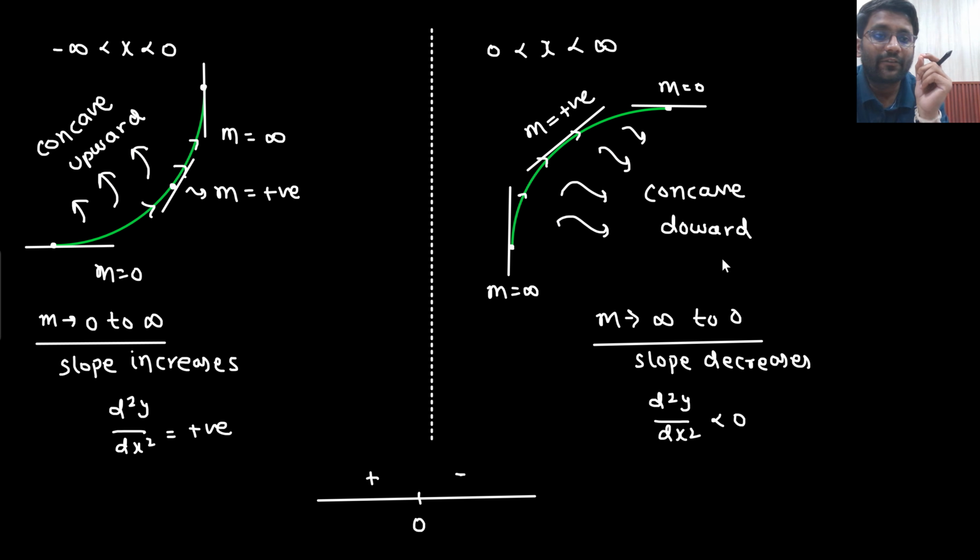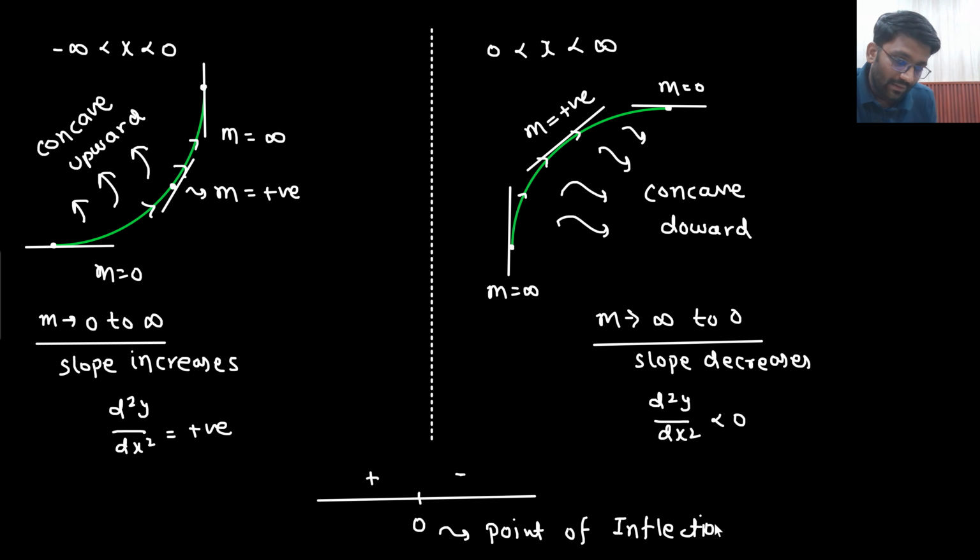So wherever the graph changes its concavity, that point is known as point of inflection, not a saddle point. What I am saying? Point of inflection, not saddle point. Sir, what is this saddle point? We will discuss about it. But usually the doubt is that people always think that saddle point and point of inflection are same. That is absolutely baseless. Point of inflection and saddle point are two different concepts.